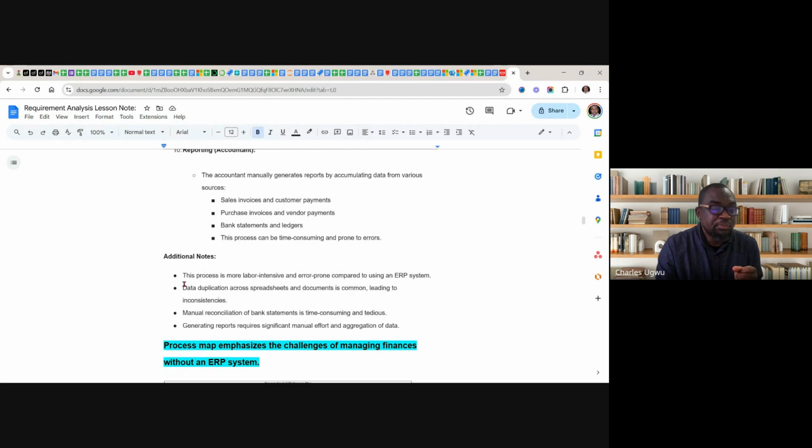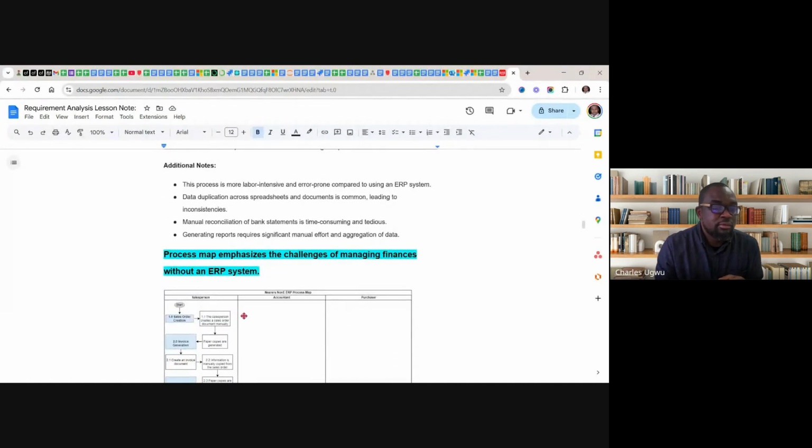Additional note here: this process is labor intensive and error prone compared to using an ERP system. Data duplication across spreadsheets and documents is common, leading to inconsistencies. Manual reconciliation of bank statements is time consuming and tedious. Generating reports requires significant manual effort and aggregation of data. These are a lot. So now the process map emphasizing the challenges.